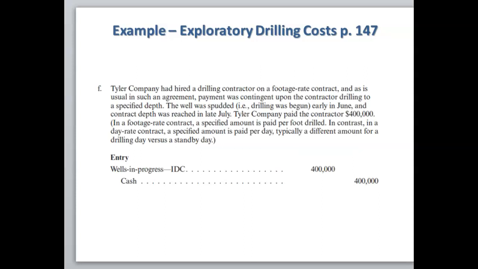Tyler Company had hired a drilling contractor on a footage rate contract, and as is usual in such an agreement, payment was contingent upon the contractor drilling to a specified depth. The well was spudded, that just means it was begun, early in June, and contract depth was reached in late July. Tyler Company paid the contractor $400,000. So these are actual drilling costs. We're going to debit wells in progress, IDC, for the $400,000.